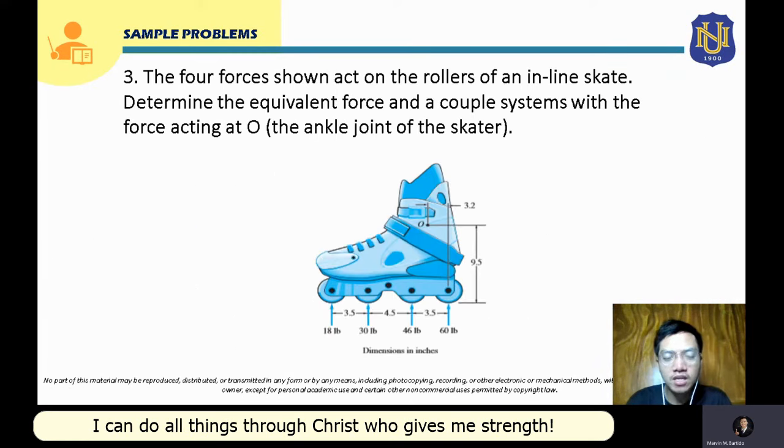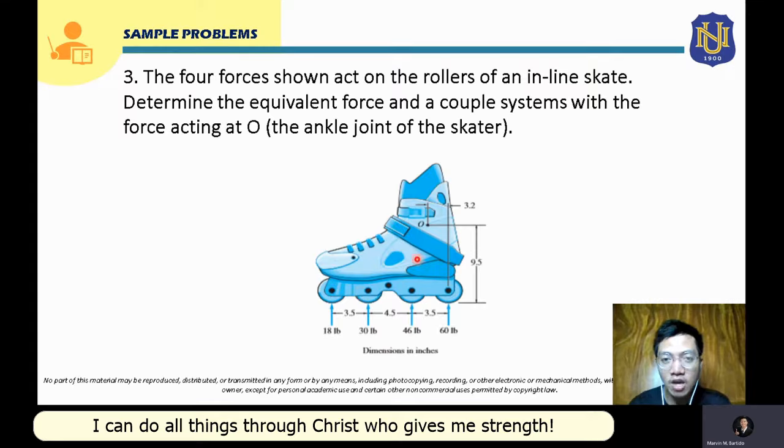For sample problem number 3, the four forces shown act on the rollers of an inline skate. Determine the equivalent force and couple system with the force acting at O. Point O is at the ankle joint of the skater. So we have here four forces, and they are all vertical forces. From these forces, we can solve the resultant, or its equivalent force.